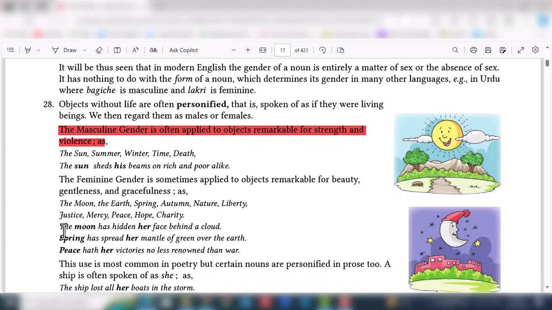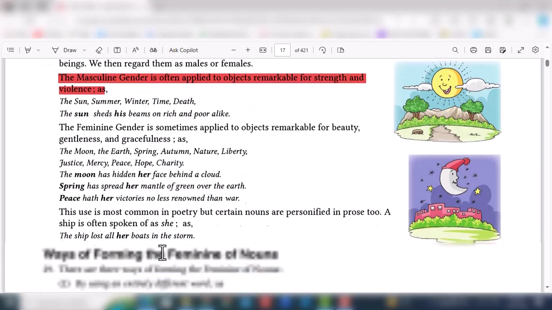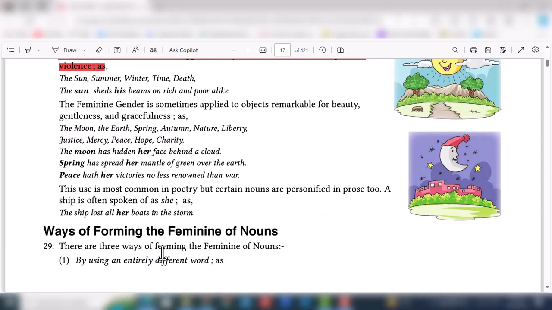Like in the following sentences: the moon has hidden her face behind a cloud. So moon; spring has spread her mantle of green over the earth, meaning the spring and her. So these are the feminine genders. This use is the most common in poetry, but certain nouns are personified in prose too. A ship is often spoken of as she, so: the ship lost all her boats in the storms.